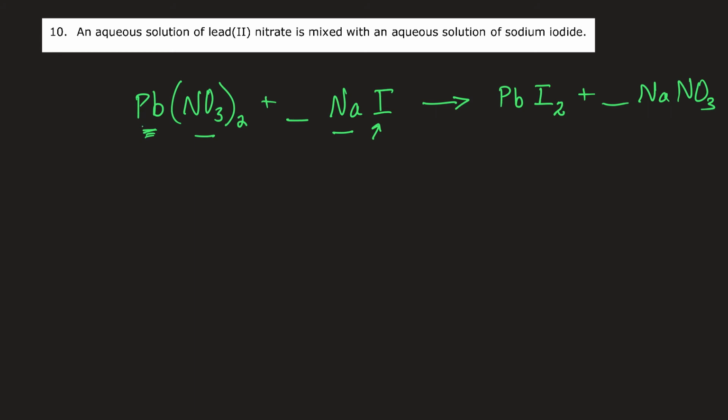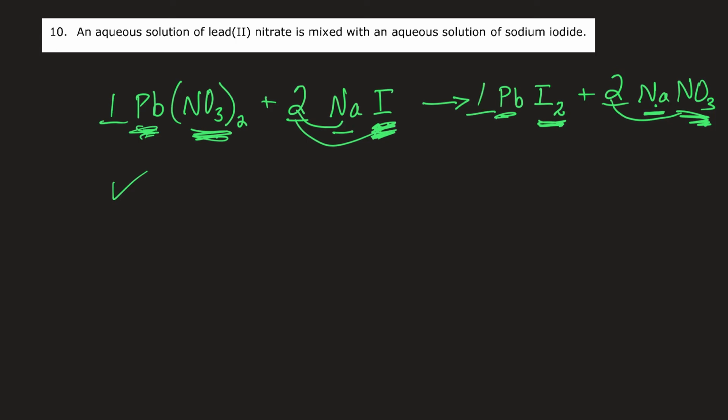Now let's balance. Lead, even Steven. There's 2 iodines, and here there's only 1. So if I put a 2 in front there, that gives me the 2 iodines, but it also gives me 2 sodiums. Over here I only have 1 sodium. So I'll put a 2 out front. That'll give me the 2 sodiums, but it also gives me 2 nitrates, which I have over here, balanced. Again, if you want to put a 1 in front of things that don't have a number, you can.